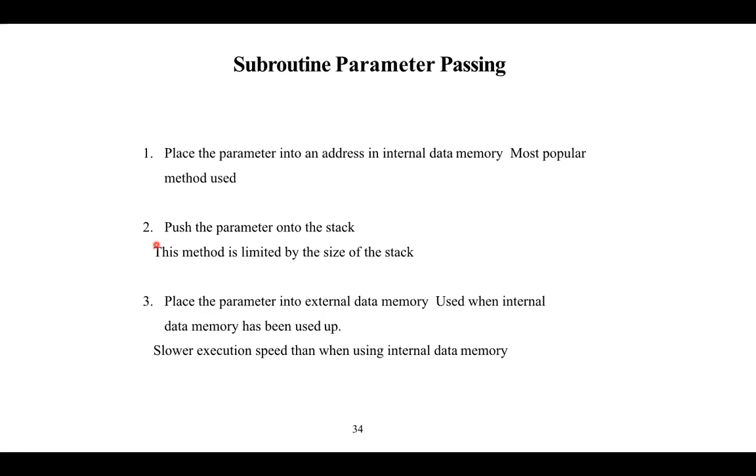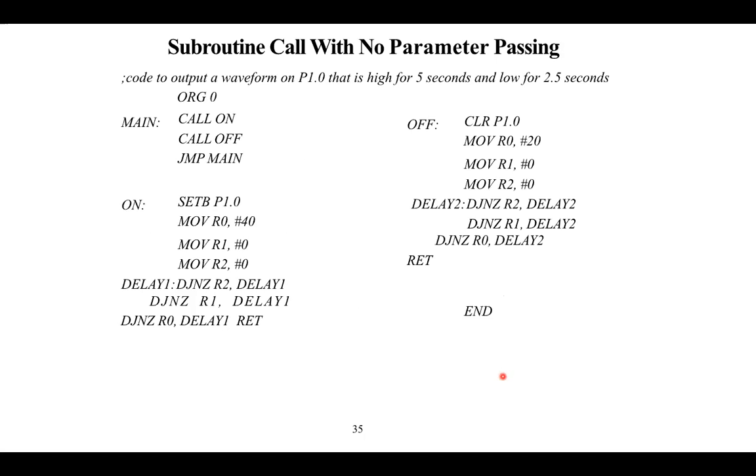Place the parameter into an address in the internal data memory. This is one of the most popular methods used. Push the parameter on the stack. This method is limited by the size of the stack. Place the parameter into the external data memory. This is used when the internal data memory has been used up, and has a slower execution speed than when using internal data memory.